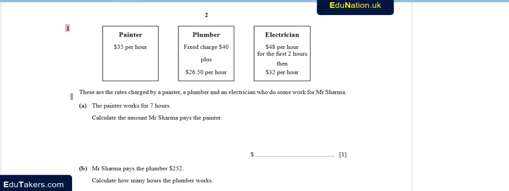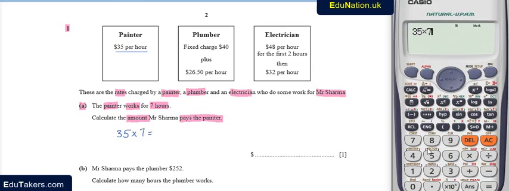Question number 1: these are the rates charged by a painter, a plumber and an electrician who do some work for Mr. Sharma. Part A: the painter works for 7 hours. Calculate the amount Mr. Sharma pays the painter. The painter works for 7 hours and he charges $35 per hour. So the total amount will be 35 times 7 is equal to 245.